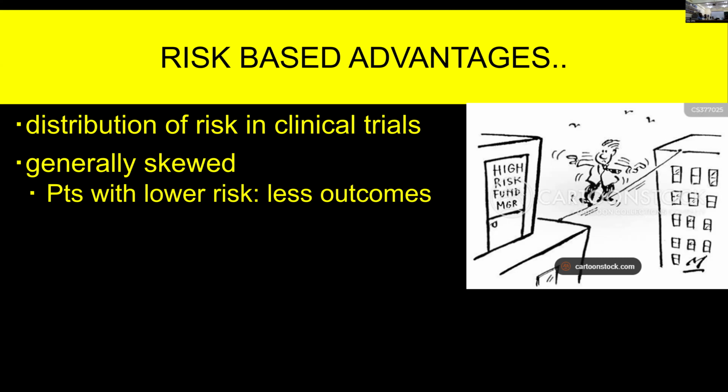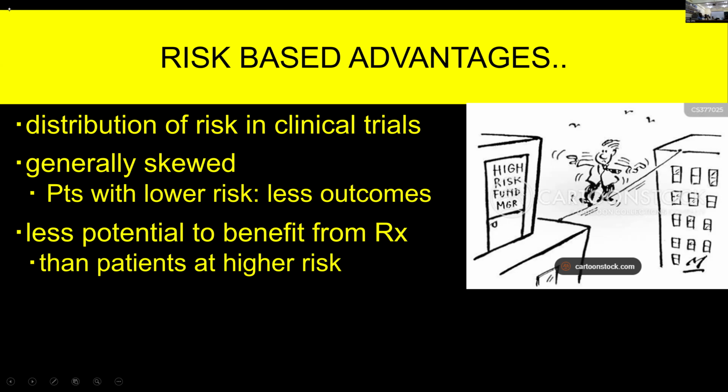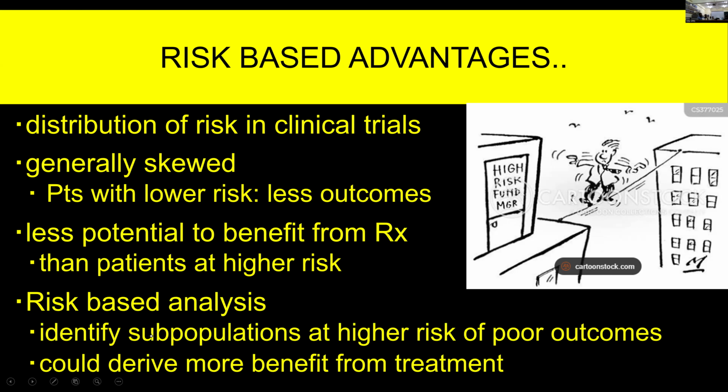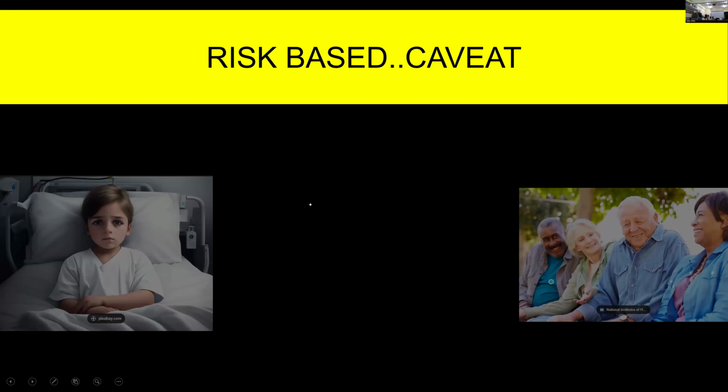But it's not very good for us, because the high risk patients, you think, will benefit more. If you're really sick, you may benefit more from a therapy. If you're not very sick, you may not benefit. You may get better anyway. So that's the problem with putting in a lot of low risk patients. You'll have less potential to benefit from a treatment than high risk patients. So if you do risk-based analysis, you may say that I will take more high-risk patients for my trial because they may benefit more from the study intervention, right?